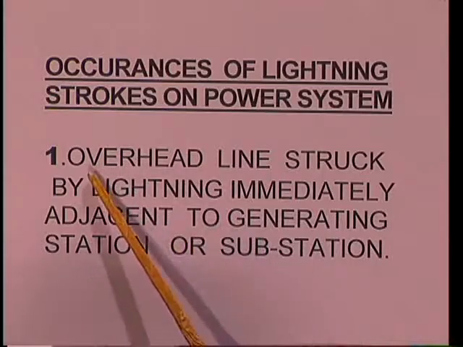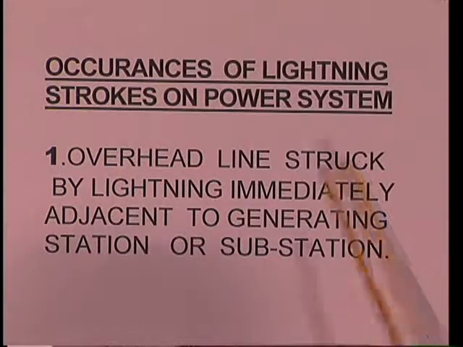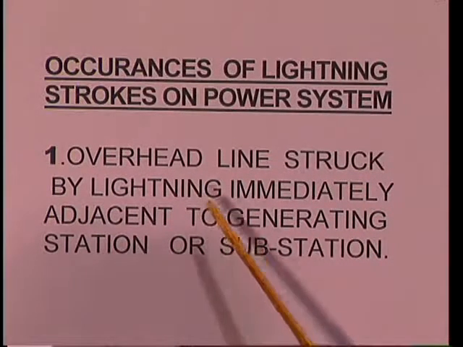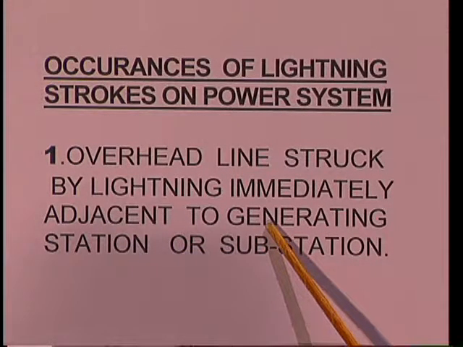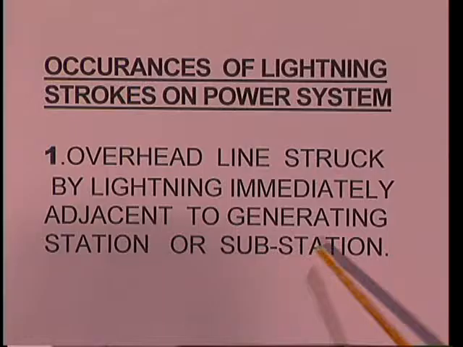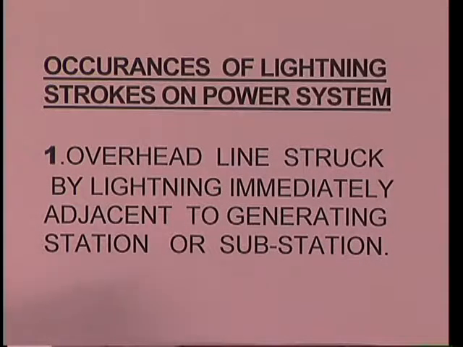So, there are three types of occurrences. The first one is an overhead line struck by lightning immediately adjacent to a generating station or substation, that is, the lightning directly hits the generating station or substation.